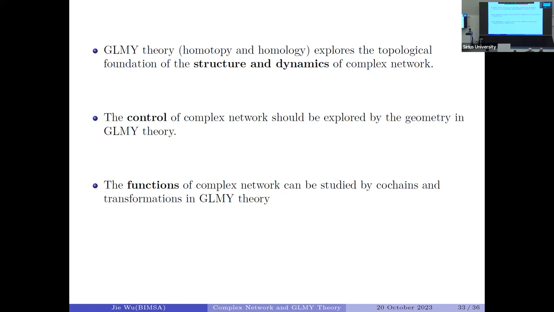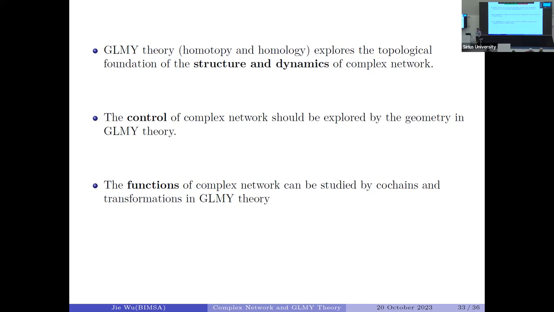Let me summarize a bit. When I call this GLMY theory, that means it is an under-developing theory, okay? So everything is maybe still in an early stage. But we already get the impression that this can play as one of the approaches to study complex networks, right? So we can detect the structures and the dynamics. Dynamics is just you look at the homotopy, so we can see how the subgraphs, the shapes, are moving.